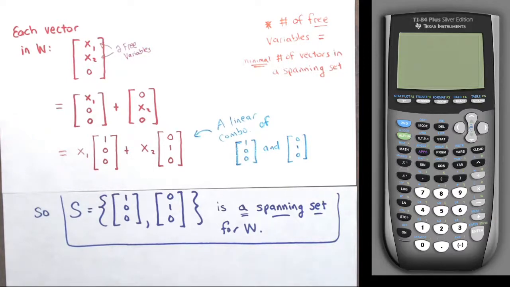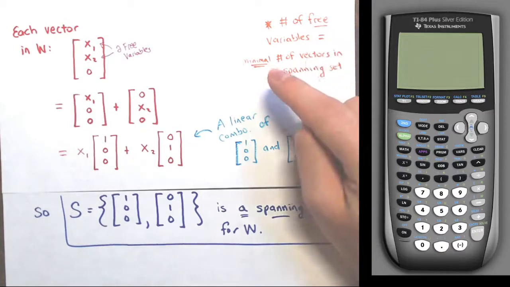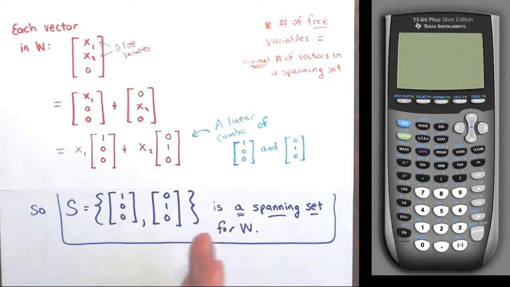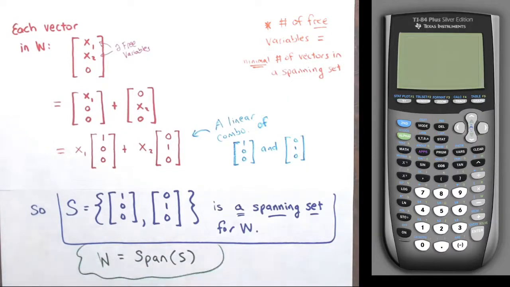Just know that what I set up here matters. The number of free variables is the minimal number of vectors in a spanning set, because you could again add on vectors that were linear combinations of these two, and you'd still have another spanning set. It just wouldn't be minimized, right? It wouldn't have a minimal number of vectors in it. Okay, and another way of saying this, remember, is that W must then be equal to the span of S. Right, that's what that means. It means every vector in W is a linear combination of these two vectors. Great.